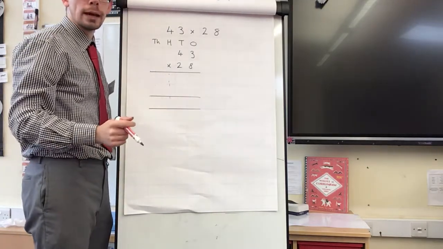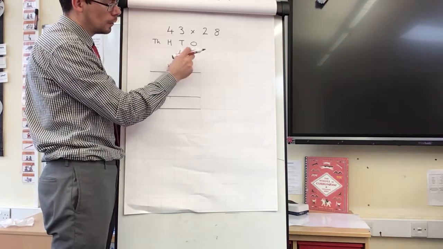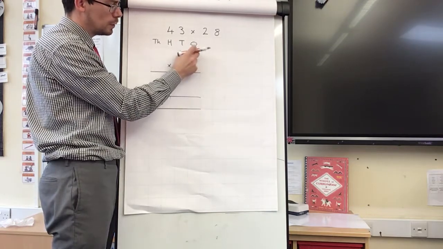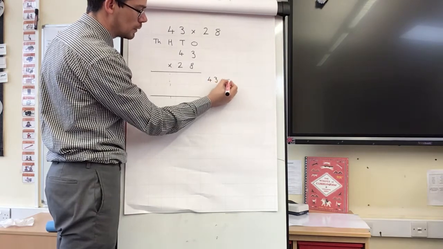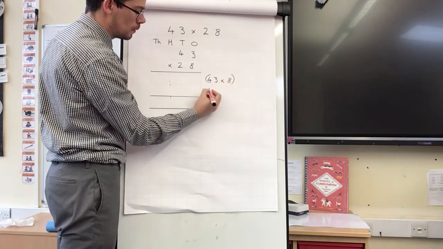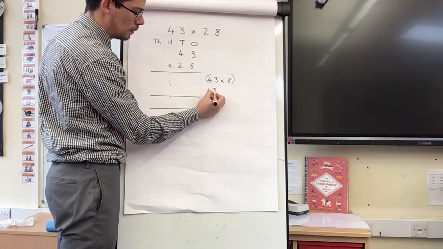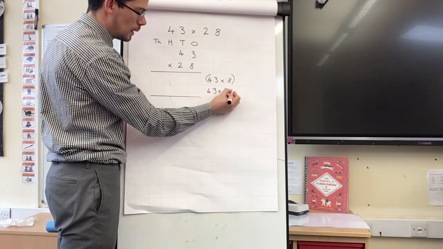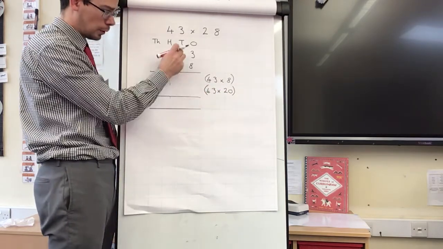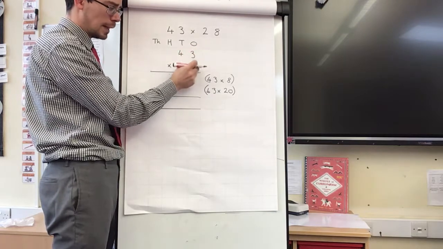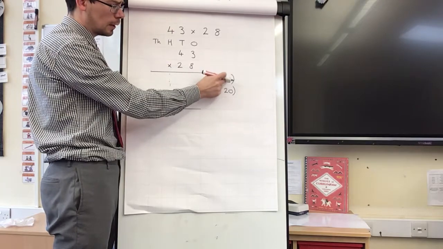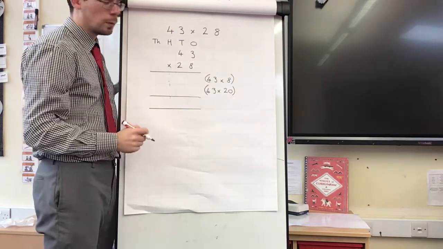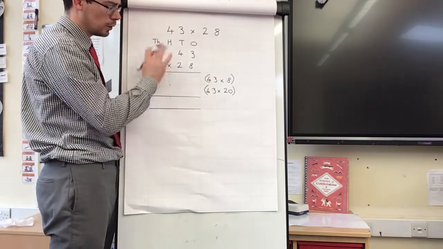Lovely. So what am I actually doing here? I'm doing 43 times 8 and then 43 times 20. And I write that down to remind you. 43 times 8 and 43 times 20. In the expanded method, you partitioned it to 40 and 3, 20 and 8. On the compact method, you are just partitioning the second number into its 2 parts, the 20 and the 8, and the 43 stays together.